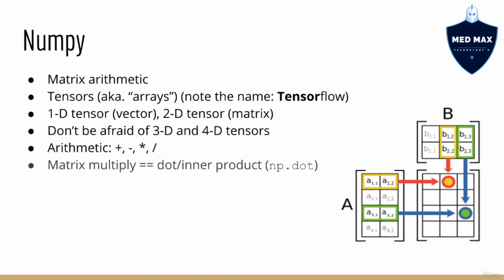Multiplication is a key operation, however. You should know that matrix multiplication is really just a dot product in disguise. In fact, whether you're doing a dot product between vectors or matrix multiplication between matrices, these are the same function in Numpy, it's just called dot. Element-wise multiplication is also an important operation in deep learning, so you should know how to do that as well.